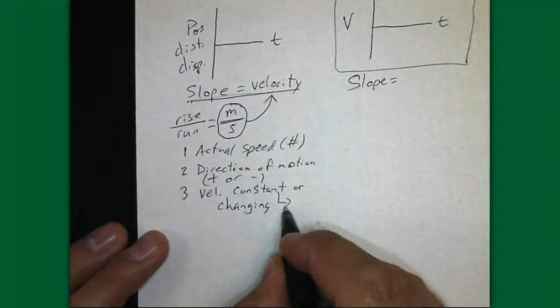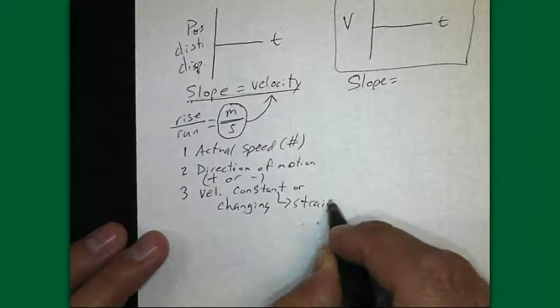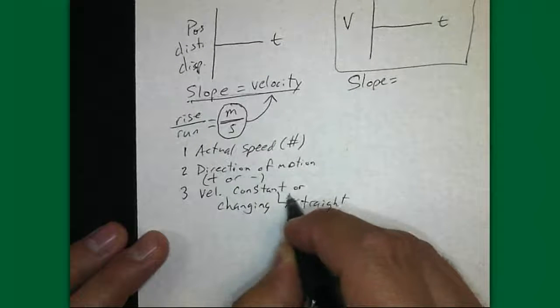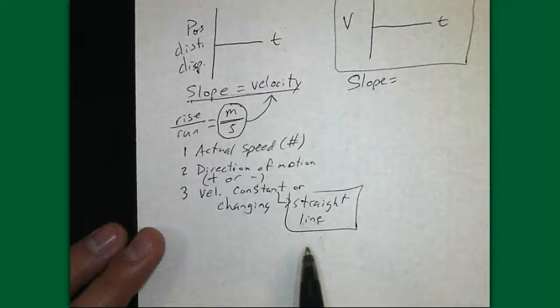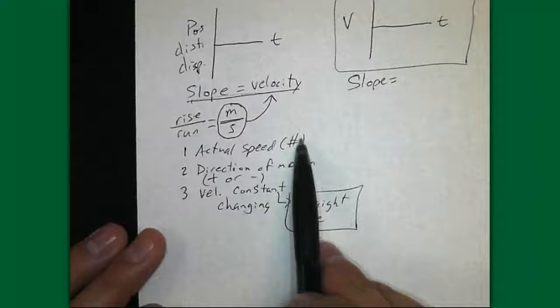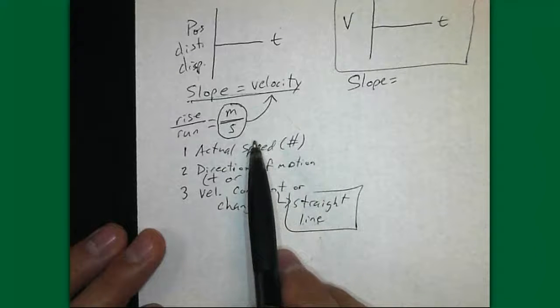And if velocity was constant, I was looking for a straight line. Straight lines on a velocity time graph would tell me that velocity is constant, whether it's a positively sloped straight line, negatively sloped, or straight across. Constant velocity is a straight line. So slope in a position versus time graph tells me all these things about the velocity.